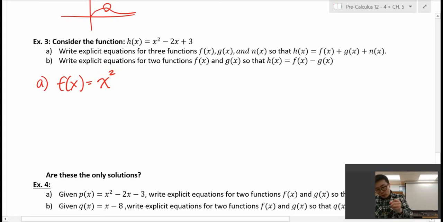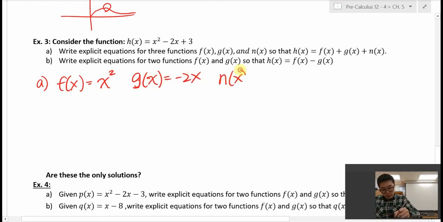It's going to equal x squared, and g of x is going to equal negative 2x, and n of x, the constant, could just be 3, right? So if you add these three together, it gives you x squared minus 2x plus 3. Simple. Part B, very similar, okay?